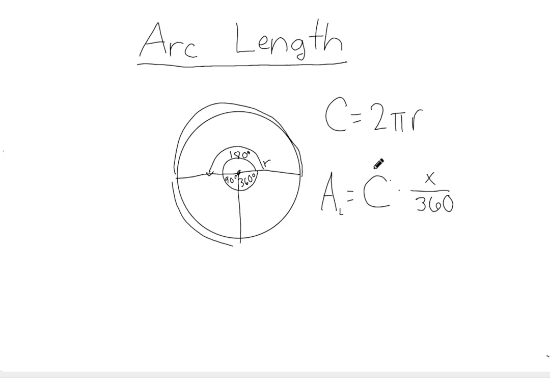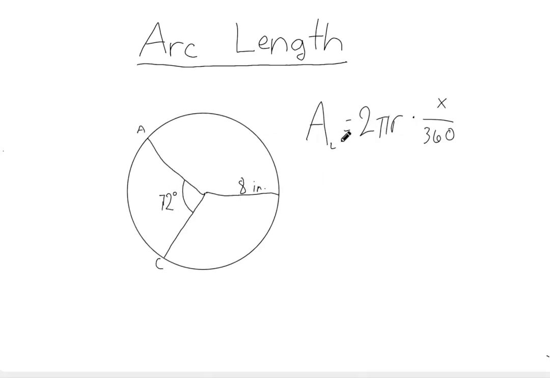And then of course we know that our circumference is equal to this right here. So we know that our arc length is 2 pi r times our angle over 360. And of course this is when our angle is in degrees.